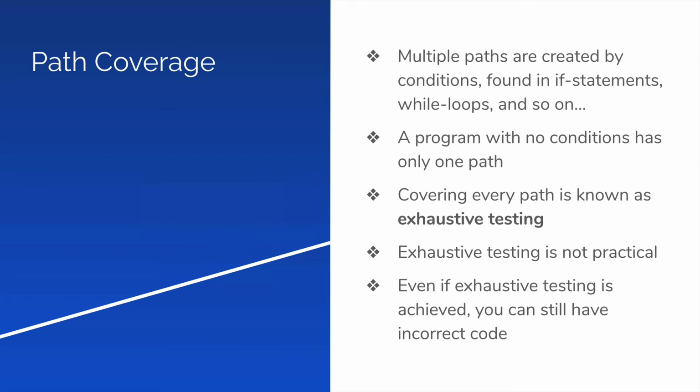This is why covering all possible paths, which is often referred to as exhaustive testing, is not something that is practical to do. So, if paths are created by conditions, a program with no condition has only one path. Given this fact, you may be able to answer the following question. Is it possible to write tests that cover every path through the code and still have incorrect code? Please pause the video and see if you can answer this question.